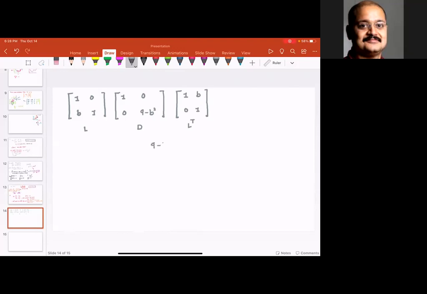So 9 minus b square has to be greater than 0, which means for b you have the solution plus or minus 3. So that means your b value should be between minus 3 and plus 3. So if you want to solve this problem using the L, D, L transpose decomposition, you can solve this problem like this.